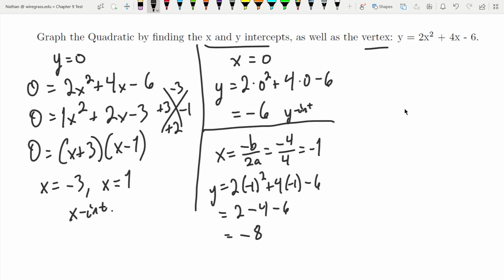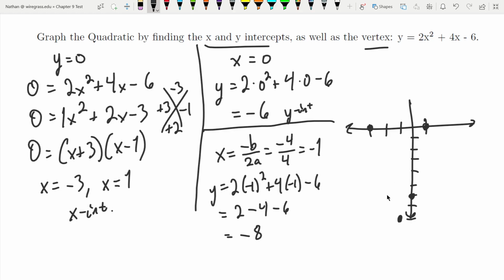Okay, now let's go ahead and graph this. Let's see. We have a bunch of negatives, so let's do it like this. 1 and negative 3 are the x-intercepts. The y-intercept is going to be negative 6, so 1, 2, 3, 4, 5, negative 6. This is our y-intercept. And then our vertex is negative 1, negative 8. It's down here.